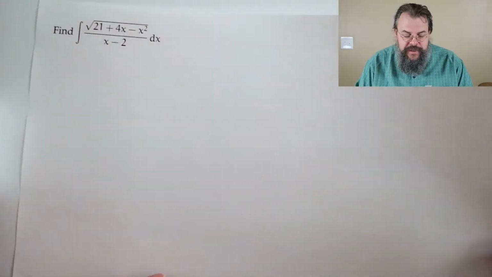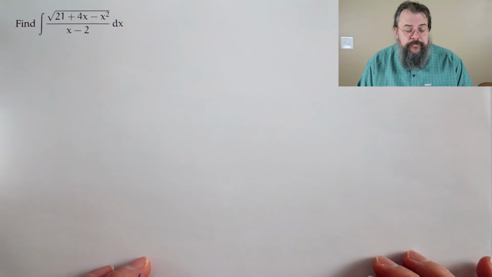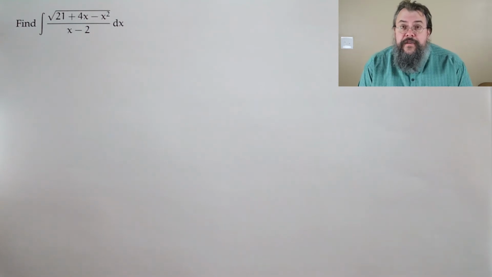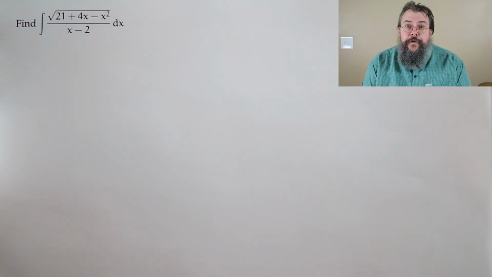So let's try some more problems. Let's see, can we have more hope? All right. Find the integral of the square root of 21 plus 4x minus x squared, over x minus 2.